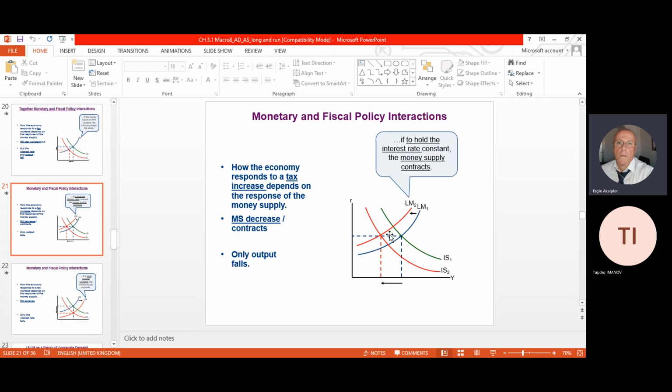It moves to the left side, and the IS curve, as indicated in the former slide, is also moving to the back side, moving towards the origin. And the economy's response to a tax increase depends on the response of the money supply. Because the interest rate is constant, the money supply decreases, is contracted, reduced. Output is also reduced together.